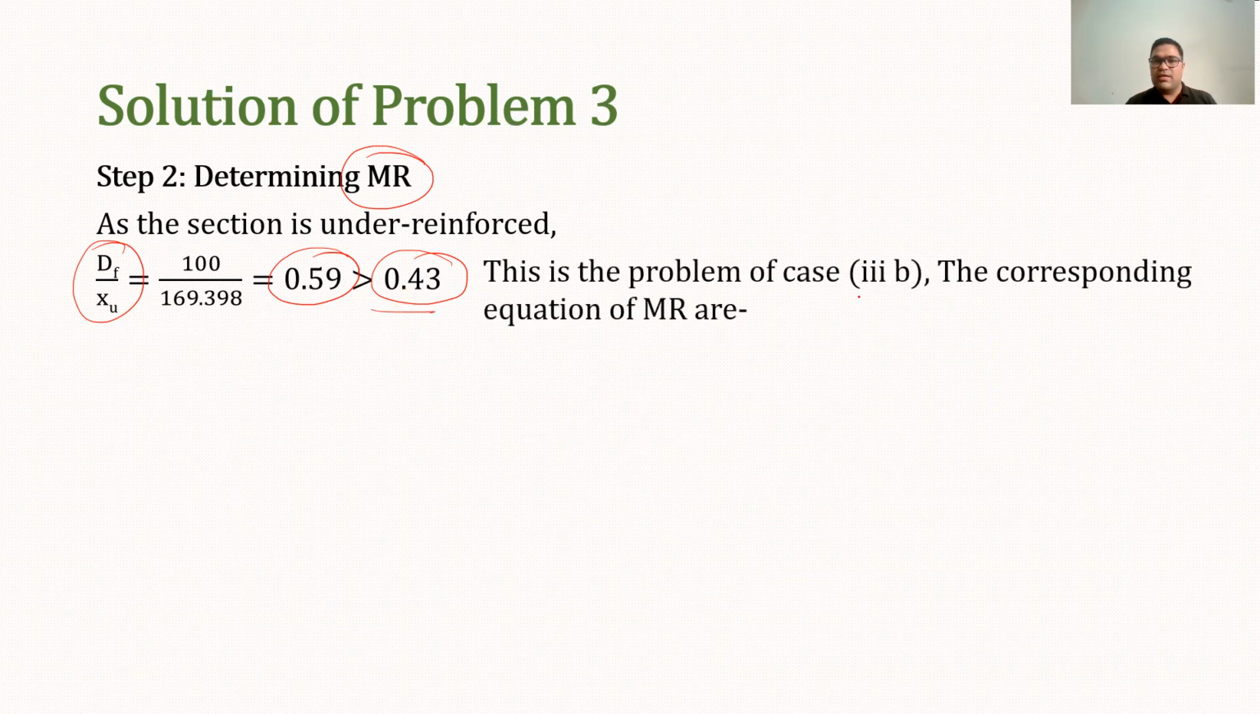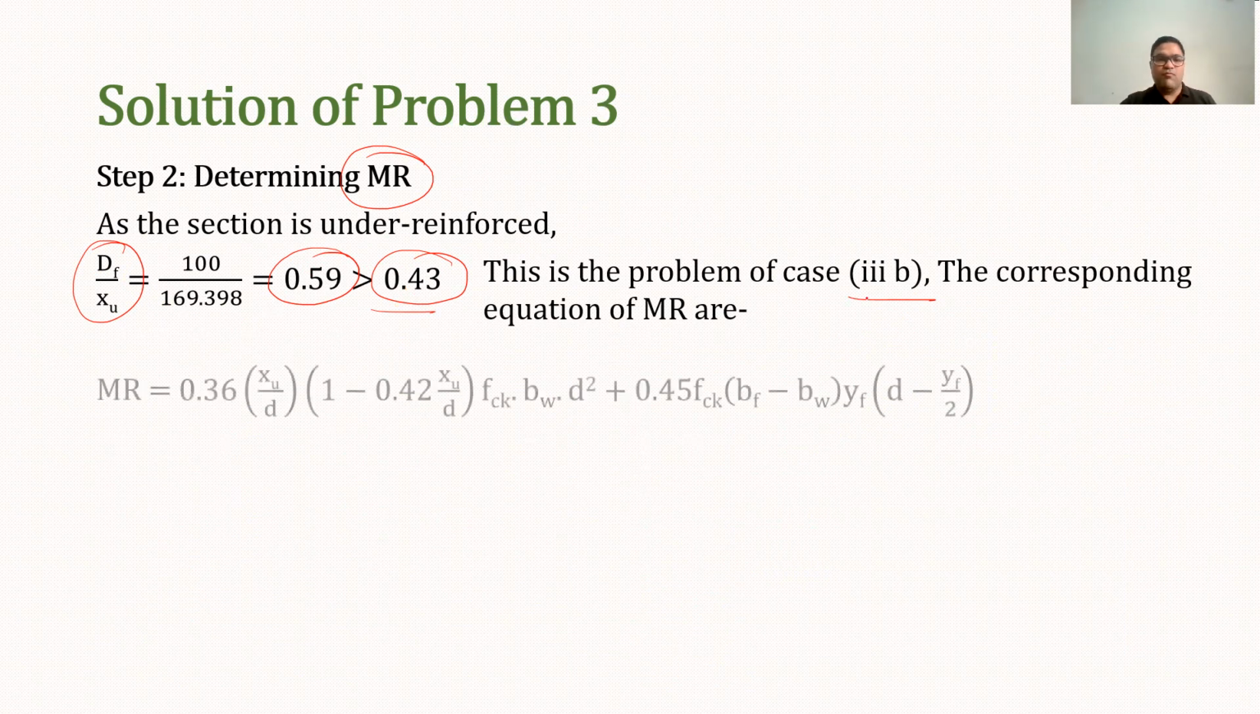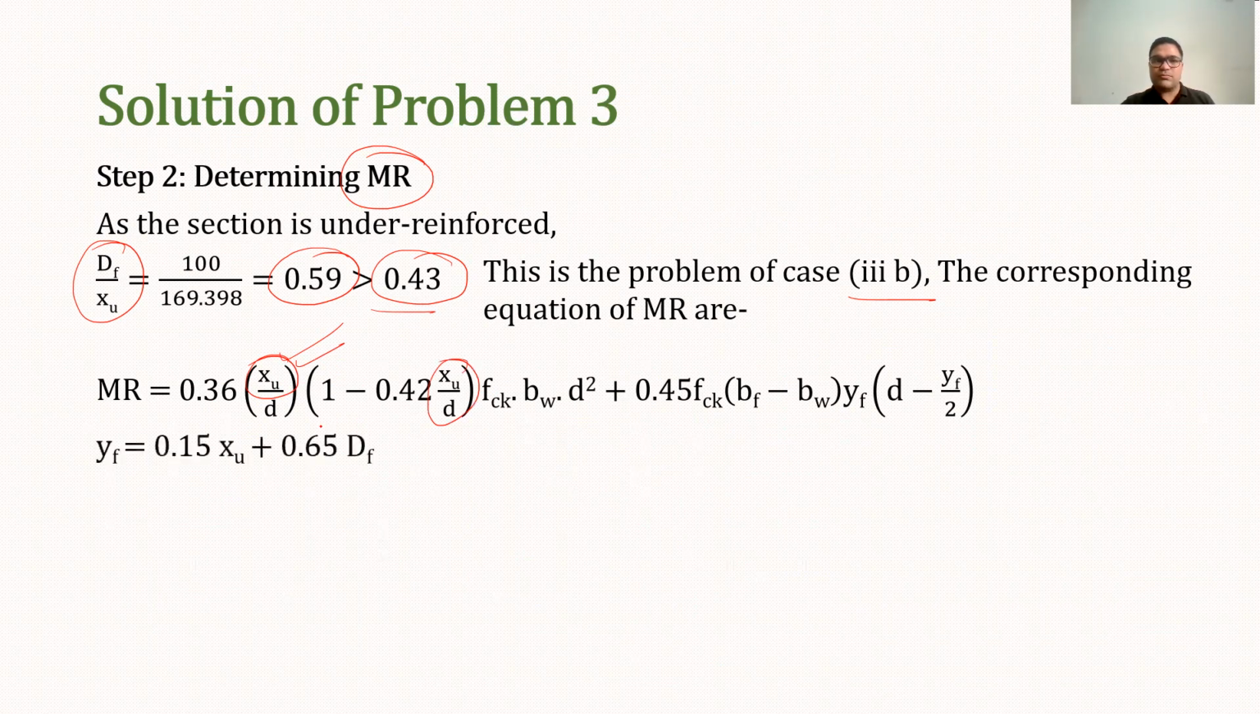So this is the case 3B, and therefore the corresponding equation for moment of resistance for this problem will be this one. Here all the formula is the same that we used in problem 2. The only difference is the change in this. In the second problem, we were using XU max by D, but here, because our section is an under reinforced section, we are using XU by D. That is the only change. This change and this change is done, and this becomes the formula for under reinforced section. So putting all the values here, we get the value of moment of resistance.